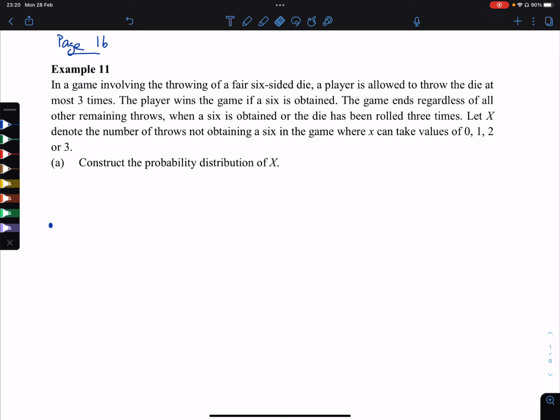Now I believe you have read through the opening paragraph for this question. Let's go through some of the important details about this question. The first detail that strikes me is that we are throwing a fair six-sided die, and especially the word fair. This would suggest that each side of the die has the same probability of 1/6 of being obtained.